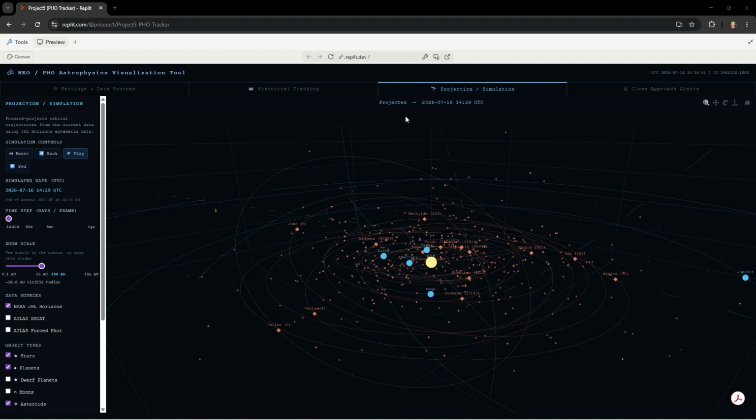Next, I'll talk about the projections or simulations of the trajectories of where all these different objects are heading towards.